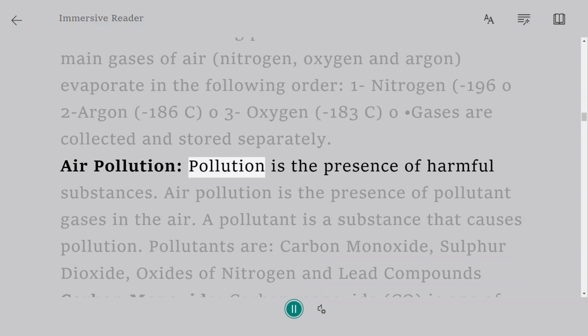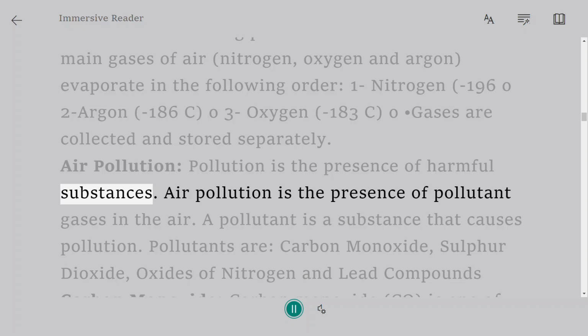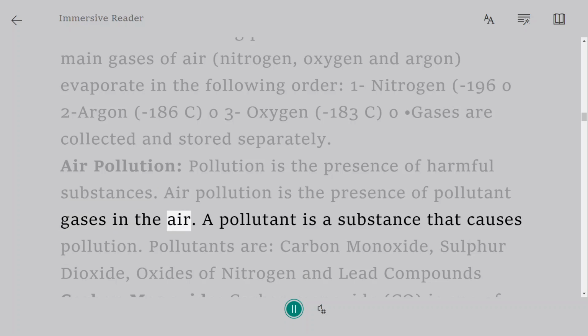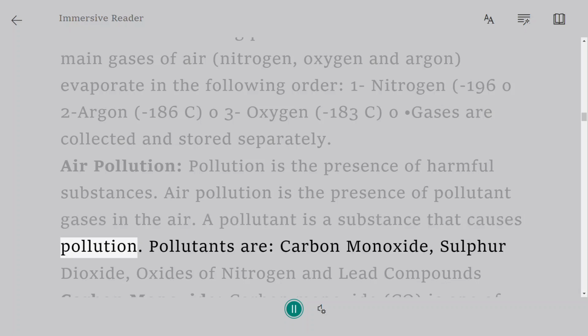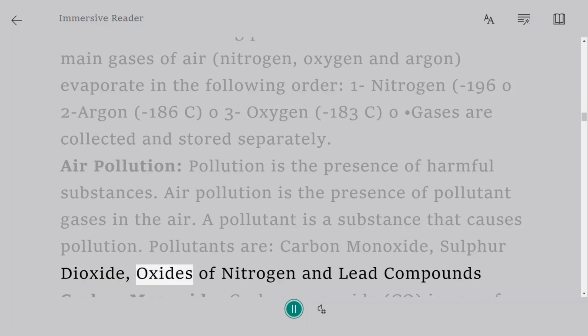Air pollution. Pollution is the presence of harmful substances. Air pollution is the presence of pollutant gases in the air. A pollutant is a substance that causes pollution. Pollutants are carbon monoxide, sulfur dioxide, oxides of nitrogen and lead compounds.